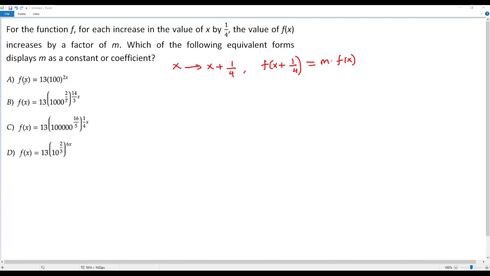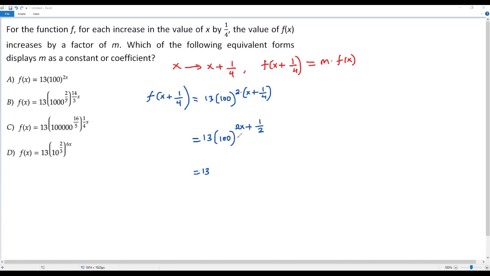Let me plug in x + 1/4 for x. Then I'm getting f of x + 1/4 equals 13 times 100 raised to the power of 2 times (x + 1/4). Now we can distribute this 2 to the x and the 1/4. Then I'm getting 2x + 2 times 1/4, which is 1/2. So 13 times 100 to the power of 2x + 1/2. Here, two values are added in the exponent.